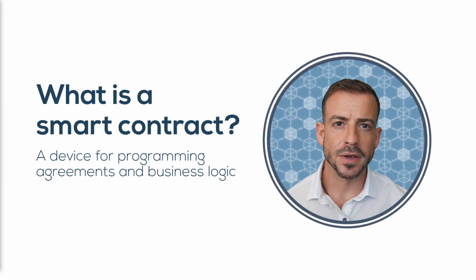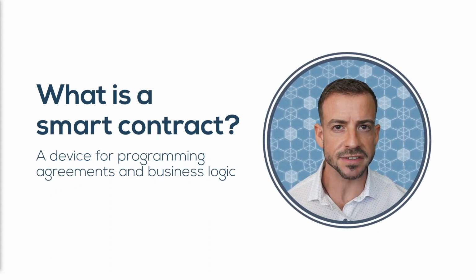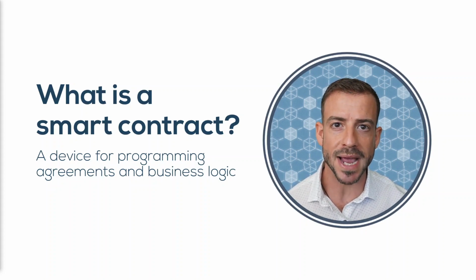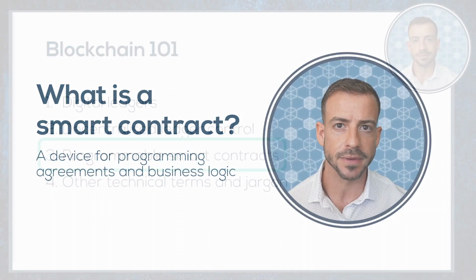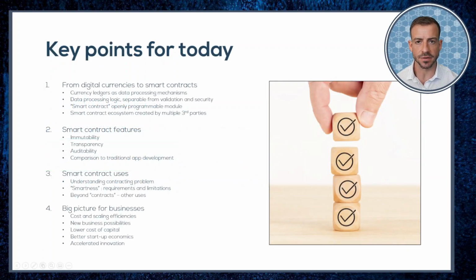Hi everyone. So today we're going to look at smart contracts. Now there are lots of aspects to them, but from a business perspective, we'll see that they deliver value by helping us to automate economic agreements and business logic. And this is now the third lecture in this introductory series, Blockchain 101. So we have quite a bit to cover today.